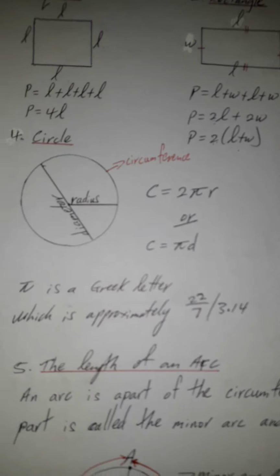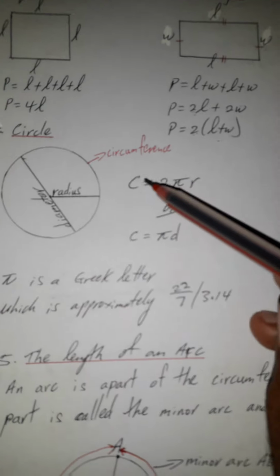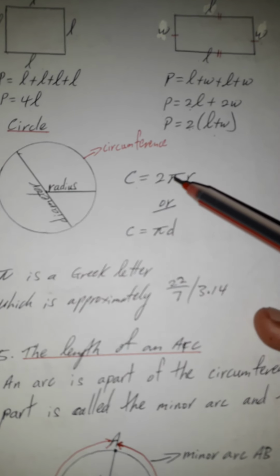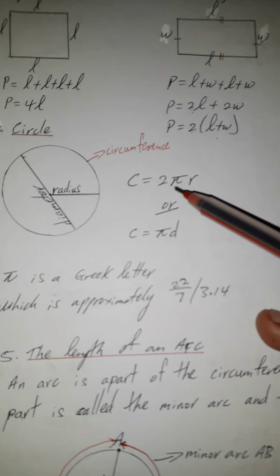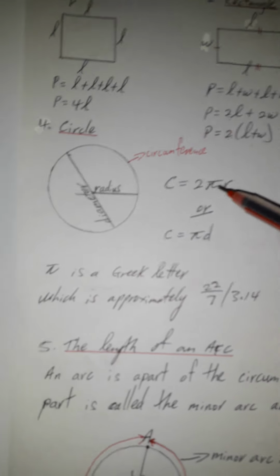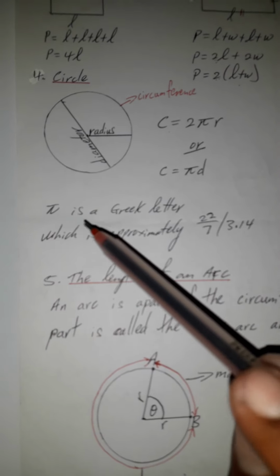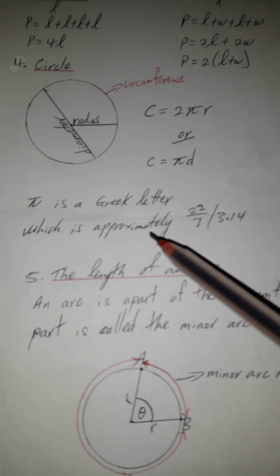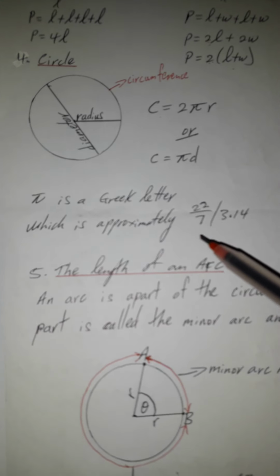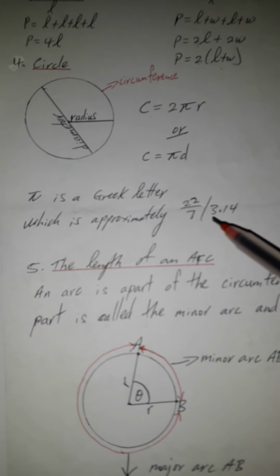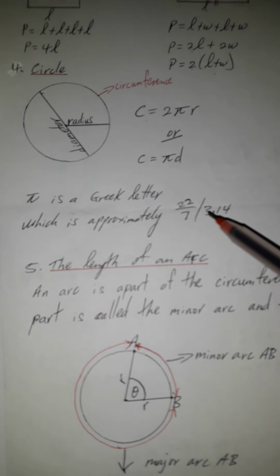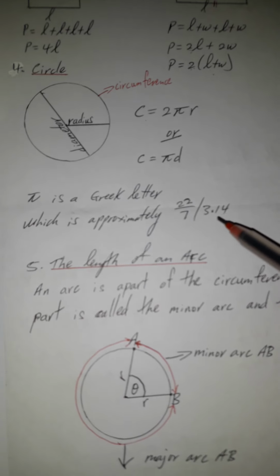And there are 2 formulas that we can use. C equals pi r, and this pi is a Greek letter, which is approximately 22/7 as a fraction, or if you want to write it to 2 decimal places, we get 3.14. Good.